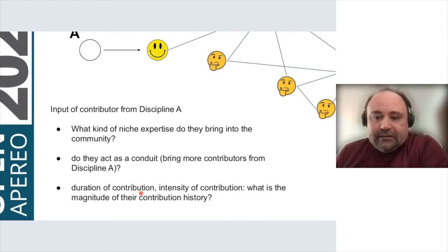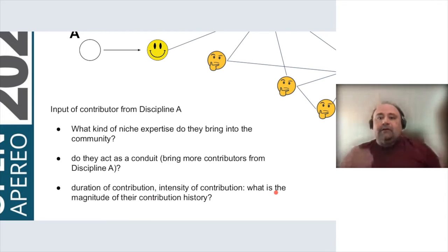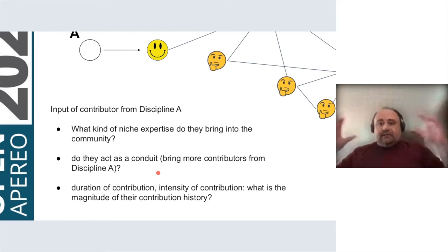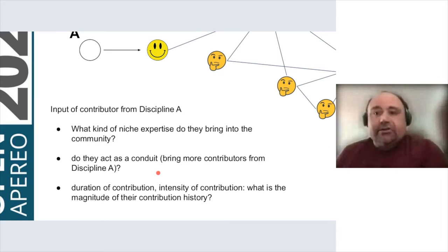And then thirdly, the duration of contribution and the intensity of contribution are important, because that allows you to have these areas that persist in the network. So what is the magnitude of their contribution history? This determines how this network is shaped, how you can draw from that expertise, and so on.